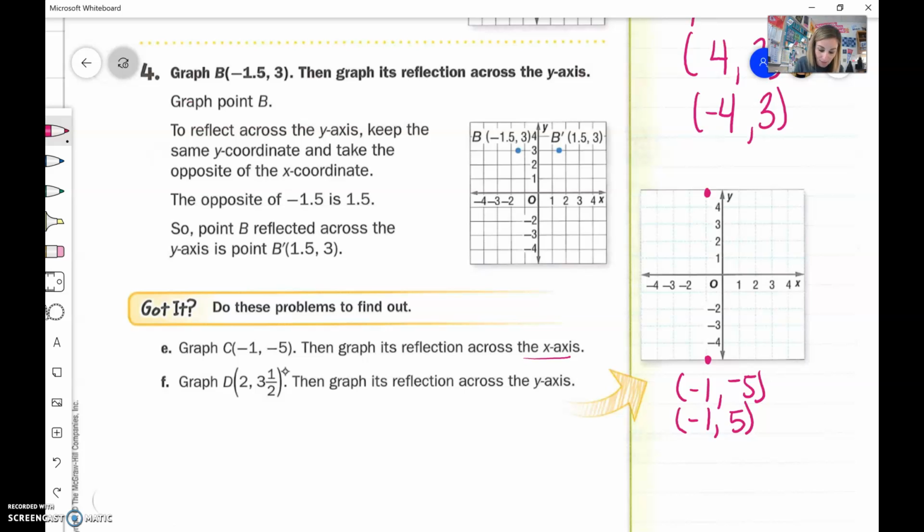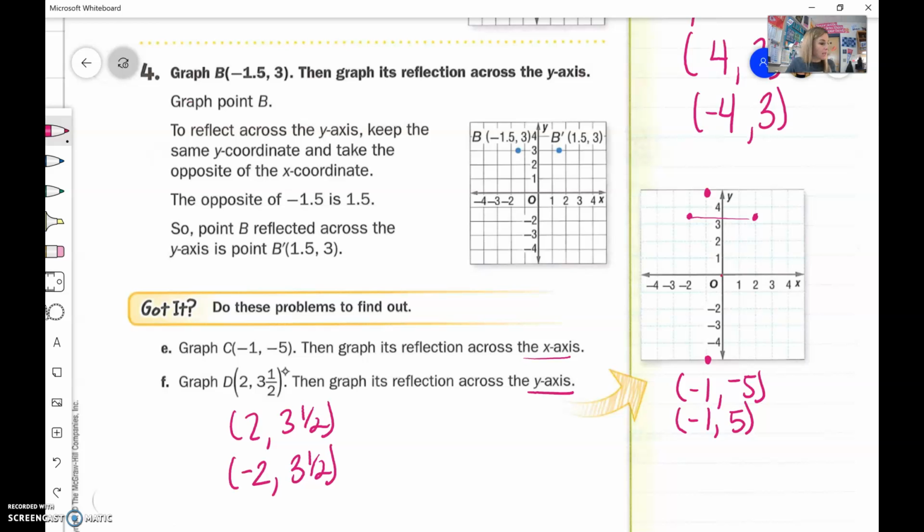All right, let's take a look at the next one, graph D. So we're going to go 2 and 3.5. So I'm starting at my place of origin. I'm going to go over 2, and then I'm going up to 3.5. Okay, so my D is at 2, 3.5, and I'm doing a reflection across the y-axis, which means I'm going over on the opposite side, which means that my x is going to change, but my y is going to remain the same, which means I'm going to go over -2 and then up to 3.5. Notice it is directly across from one another.